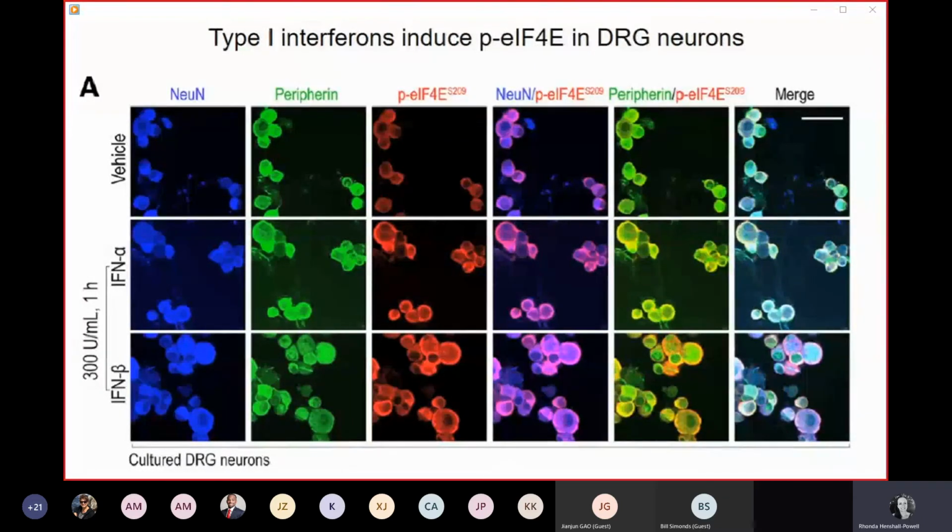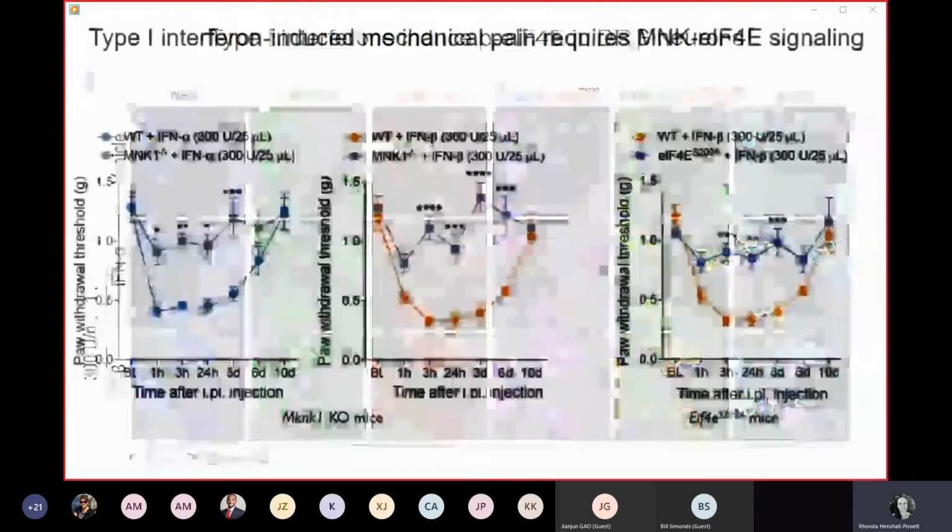So we wanted to look a little bit more precisely at the signaling. So we used cultured neurons again and did immunofluorescence. In this case, we used two different markers, peripherin and NeuN. NeuN is a general neuronal marker. Peripherin is a marker of mostly small diameter sensory neurons. And you can see from the vehicle to the interferon alpha and interferon beta exposure that EIF4E phosphorylation clearly goes up, and it goes up in the peripherin positive neurons. So this, again, is consistent with the idea that these type 1 interferons can act directly on sensory neurons to induce signaling and increase excitability.